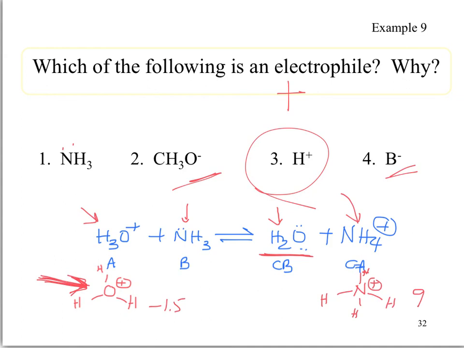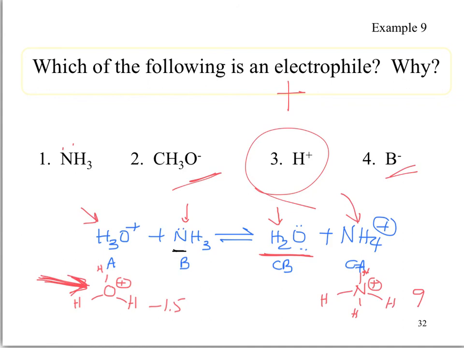Another way to view the same thing would have been that you have a lone pair on nitrogen, you have a lone pair on oxygen in the case of water. Which one of them is going to be able to donate those lone pair of electrons? And the answer is again nitrogen. Since it's less electronegative, it would be more willing to share that lone pair of electrons.